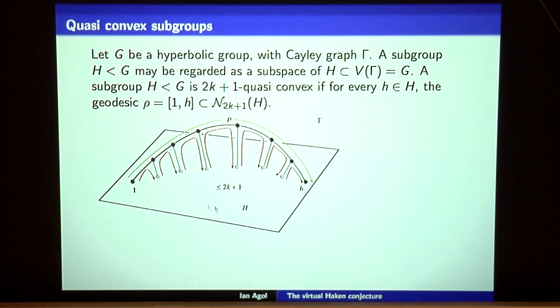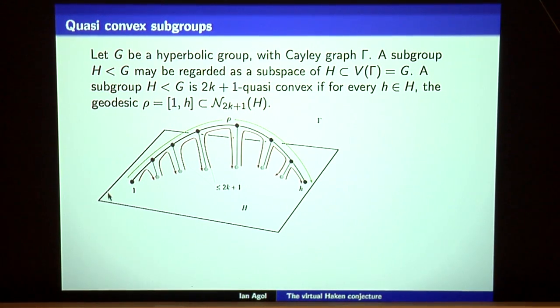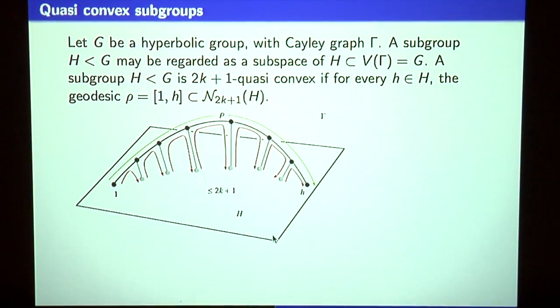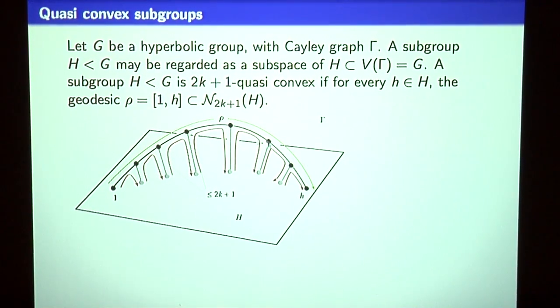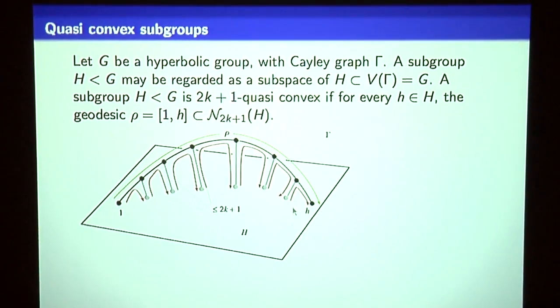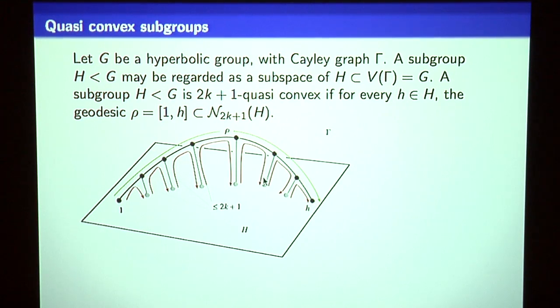So here, this is sort of a cartoon picture. H is represented by this plane here. The geodesic is going outside of H, but it's staying within a 2k plus 1 neighborhood of that. So if it was convex, then your constant here would be 0. But the quasi is saying you've got a little leeway. Your geodesics don't have to stay inside the subspace. They just stay a bounded distance away from it.